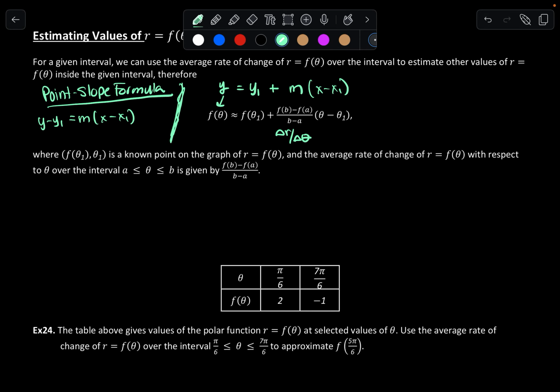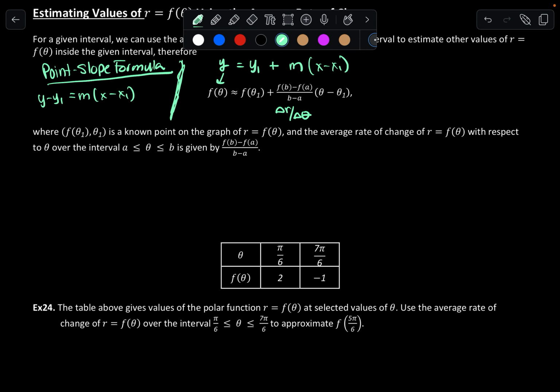So again, if you're asked to use the average rate of change to estimate, you will use your point slope formula. So where f of theta sub 1 is a known point on the graph, that theta sub 1 is the known angle and the known output for that angle, okay? And we use that angle in order to estimate another output that's close to it. So the average rate of change of R with respect to theta over the interval from A to B is given by f of b minus f of a over b minus a, and that is our change in R divided by change in theta.